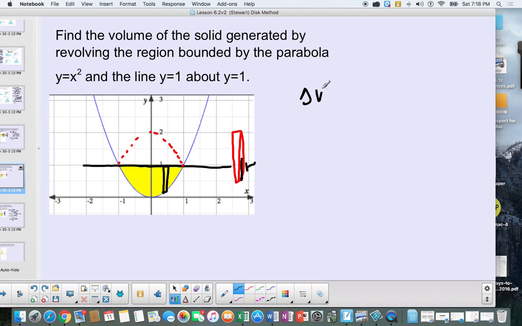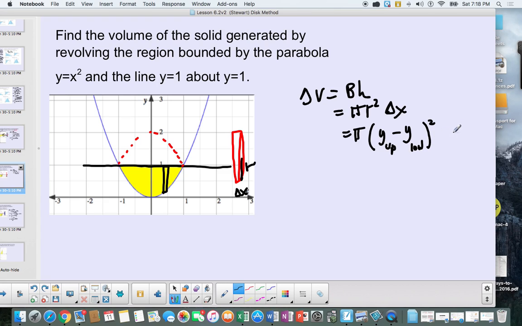So delta V will be equal to the area of the base times the height. The base is a circle, and this height will be a delta x. So the radius will be the y of the upper minus the y of the lower, quantity squared. That'll create my radius times delta x. The y of the upper is always 1, and the y of the lower is right here, x squared, and then quantity squared, delta x.